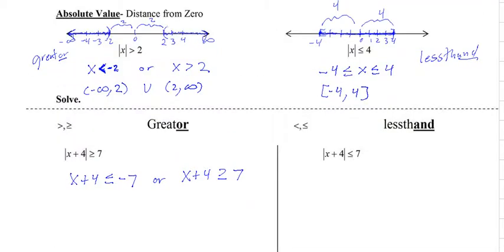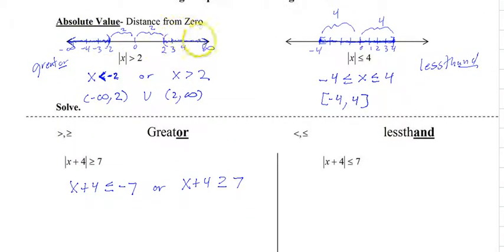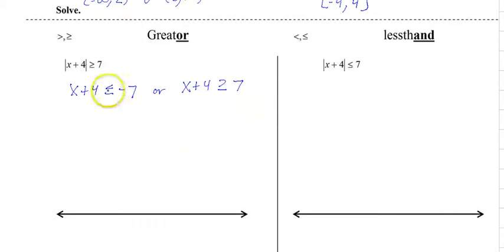So it's the same thing we did up here. We want the less side and the greater than side. So we have the less than negative 7 and the greater than positive 7. And we solve it. So x is less than negative 11, or x is greater than 3.